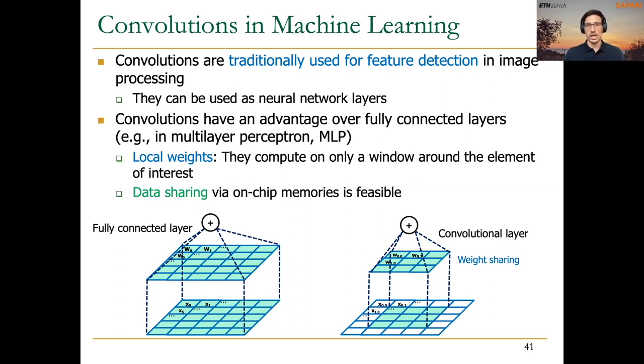And the good thing is that because these weights are local, they are not so large, so they can be shared, and also they can be placed in on-chip memories that are usually smaller. So we can take advantage of data reuse by doing data sharing in the on-chip memories, for example, registers or the shared memory in GPUs.